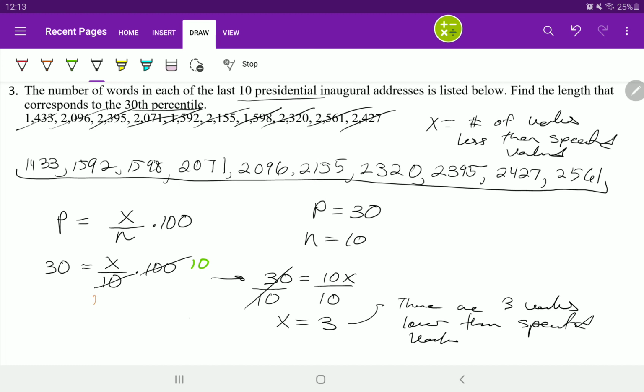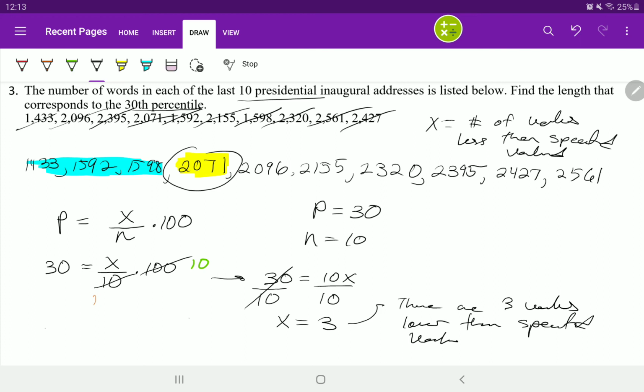So going back to our data set, we want to see which value has exactly 3 values that are lower than itself. And that value is 2071. Why 2071? Well, 2071 has these 3 values that are lower than that score. So the 30th percentile is going to be 2071 words.